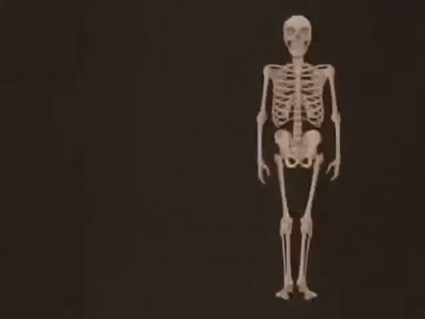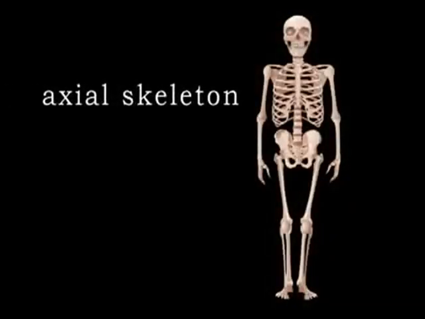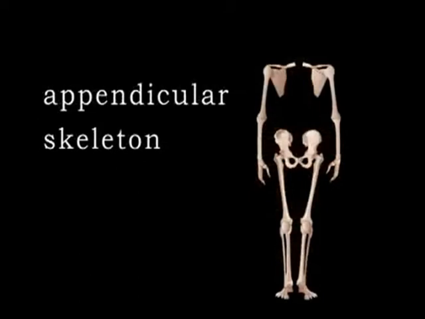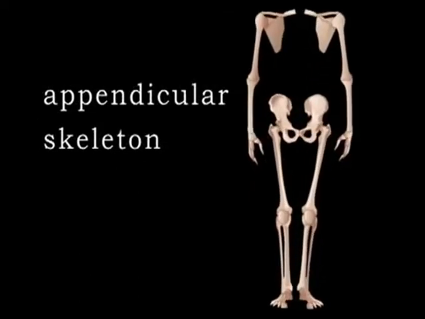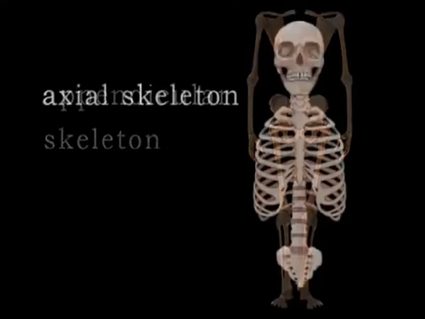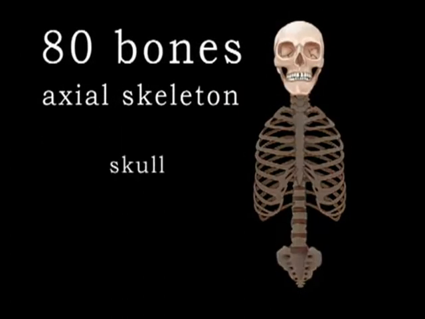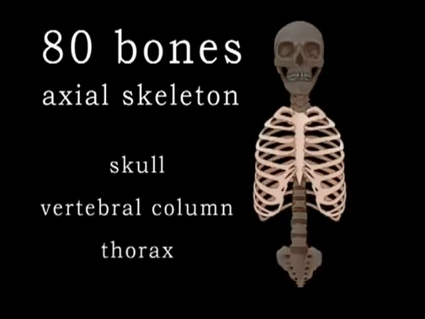The skeletal system is divided into 2 divisions. The axial skeleton, which consists of bones that form the longitudinal axis of the body, and the appendicular skeleton, which consists of bones that are appended to the axial skeleton. The axial skeleton includes 80 bones comprising the skull, vertebral column, and thorax.